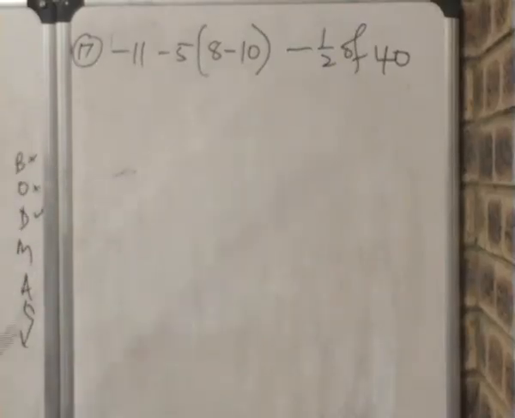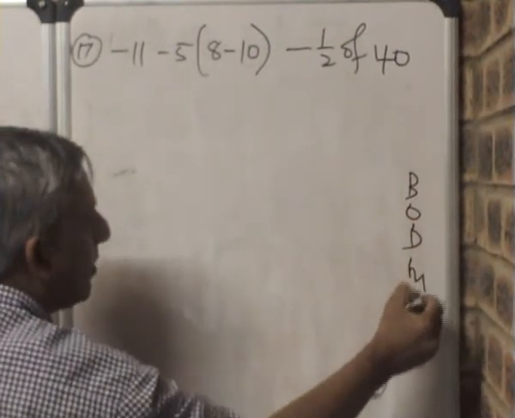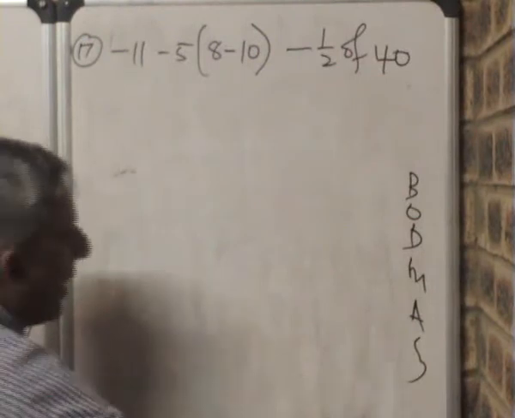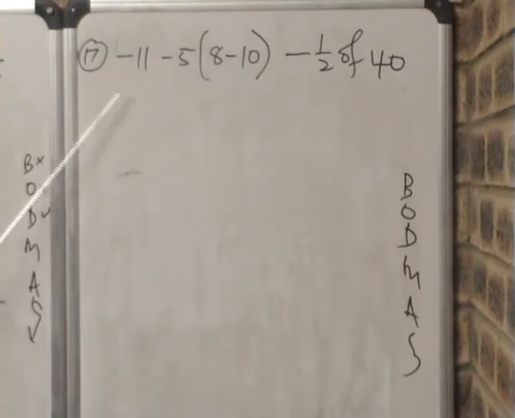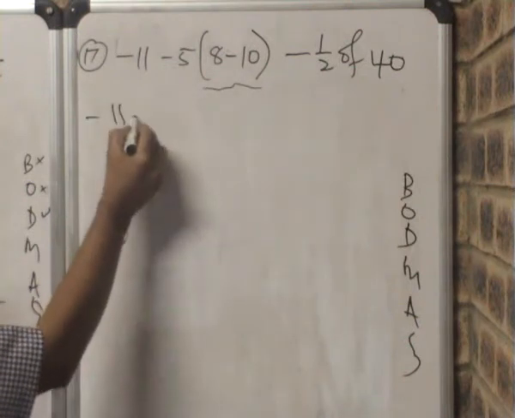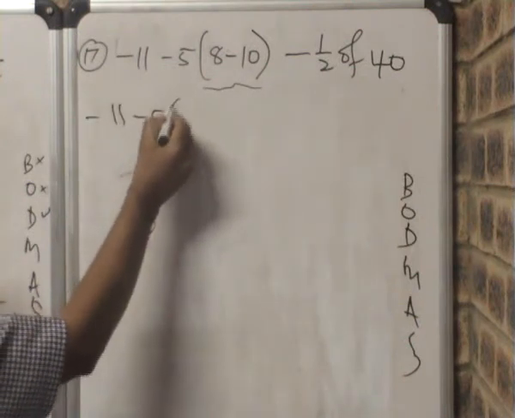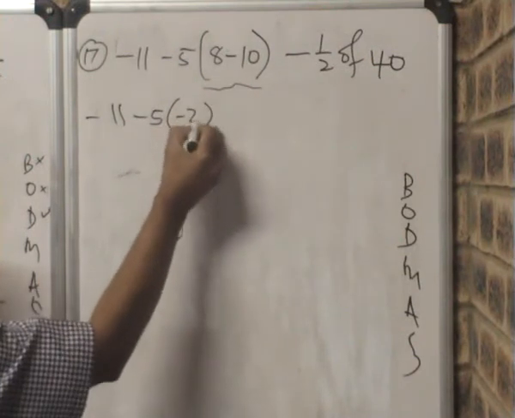Alright, we're rolling on to number 17. Once again, we are using the rule of BODMAS. And if need be, we will be working from left to right when we add and subtract. Okay, so we can see a bracket here and we need to do the bracket first. So there's the minus 11, there's your minus 5. And 8 minus 10 gives you minus 2.